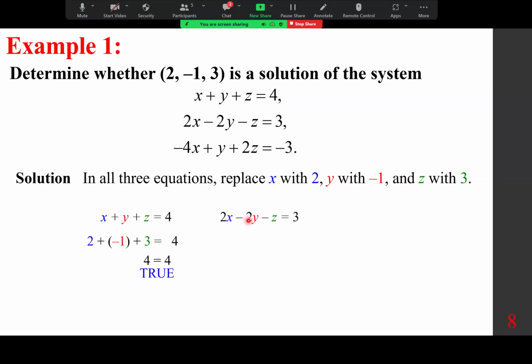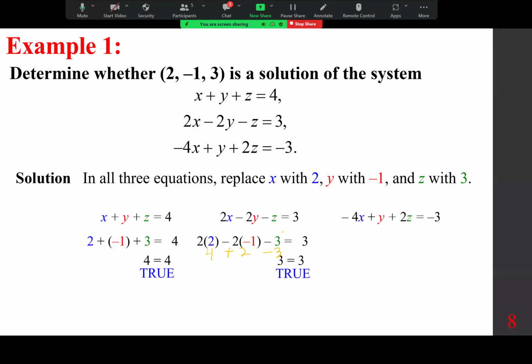Let's look at the second equation. 2 times 2 minus 2 times negative 1 minus 3. This is a 4 plus 2 minus 3, and 3 equals 3. That's a true statement also.